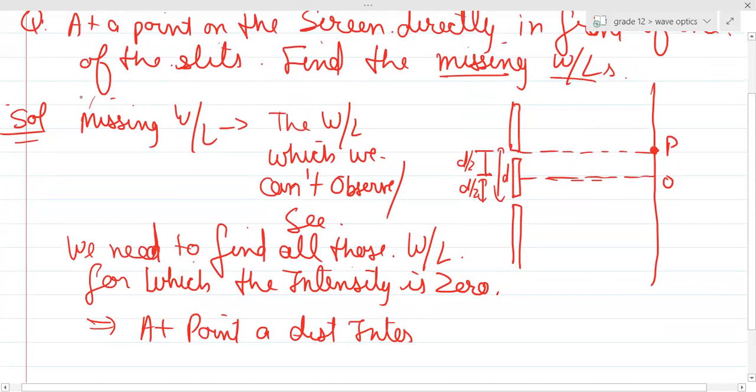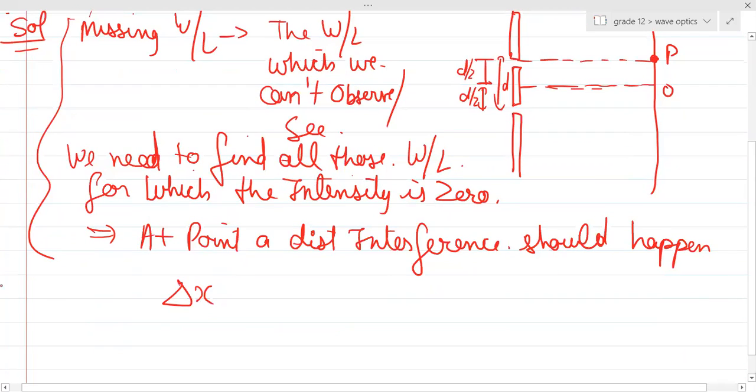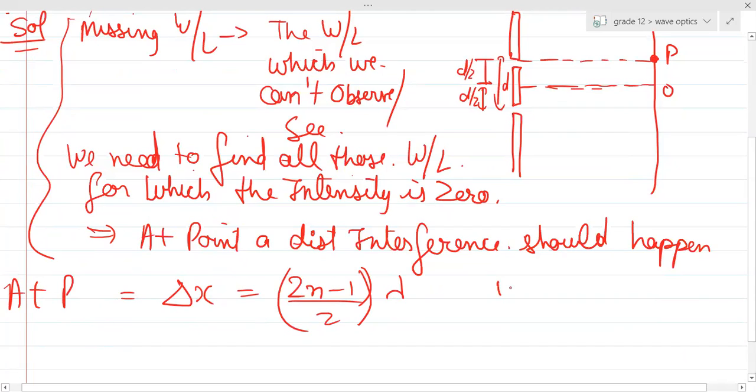So from this missing wavelength, you need to analyze all this. This is the first type of question which I am giving over here. So that's why I told you everything: what does missing wavelength mean, and that destructive interference should happen. Now, if destructive interference is happening at point P, then can I say that at point P, the path difference should be equal to (2n minus 1) by 2 into lambda, right? Yes or no? Can I say this?